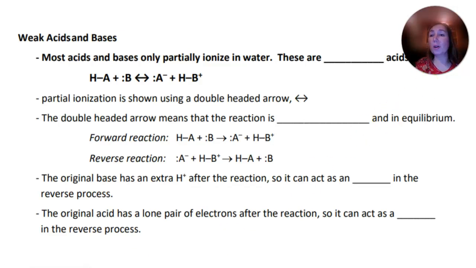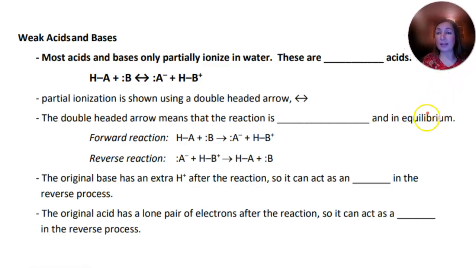Okay, so weak acids and bases. There are a lot of weak acids out there. Most acids and bases only partially ionize in water. These are considered weak acids. So we use this equilibrium arrow to show that we have a weak acid.